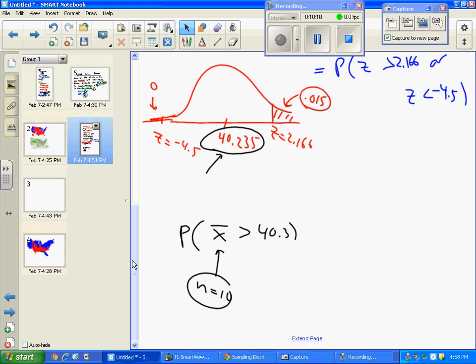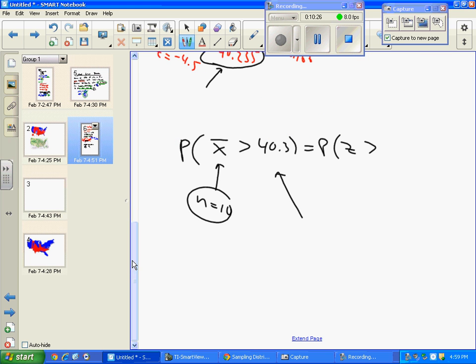So we're going to convert this to a z-score, but we have to be careful because now we're talking about a new distribution. We're talking about a sampling distribution. And the sampling distribution, the distribution of x bar, is approximately normal with a mean of 40.235 and a standard deviation of the population standard deviation divided by the square root of the sample size. So that's what our distribution looks like.